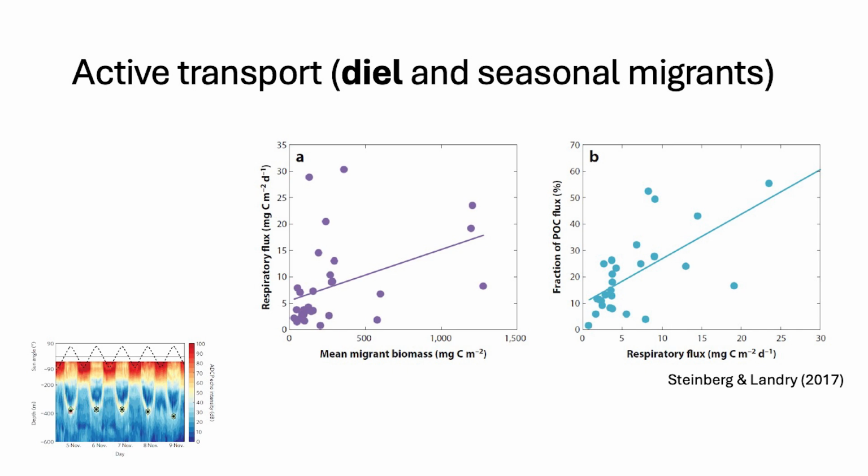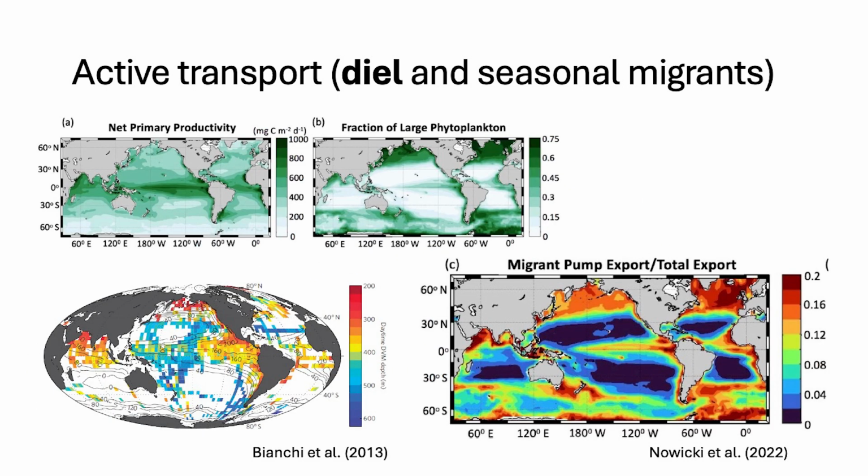And because we know these relationships, we can start making some assumptions based on the ecology of the organisms. So we can take what we know about net primary productivity, and from satellite, we can also estimate the fraction of large phytoplankton in the phytoplankton population. We know that the big zooplankton that vertically migrate are usually eating the large phytoplankton. And so we can apply some different models. This is a figure from the Nowicki et al. paper that Tim talked about yesterday.